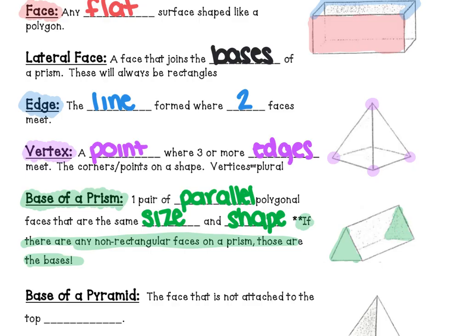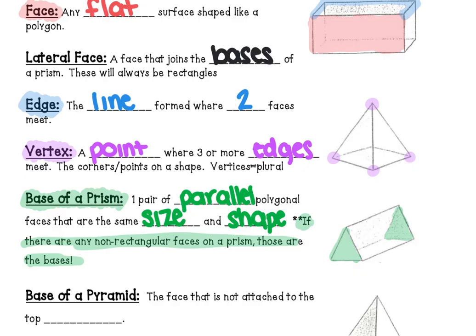If I were to hold up this prism right here, this is another prism. It doesn't come to a point at the top. Do you see any non-rectangular faces on this prism? What shape do you see that's not a rectangle here? It's a hexagon. It's got 6 sides. So the hexagons would be our bases, because they're the two pieces that are not rectangles.